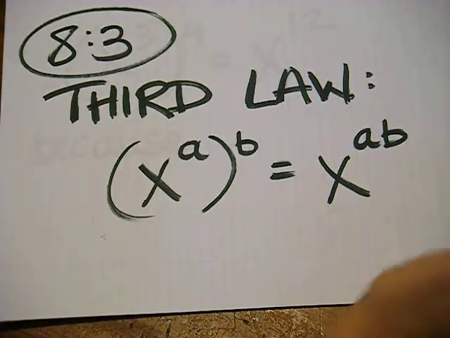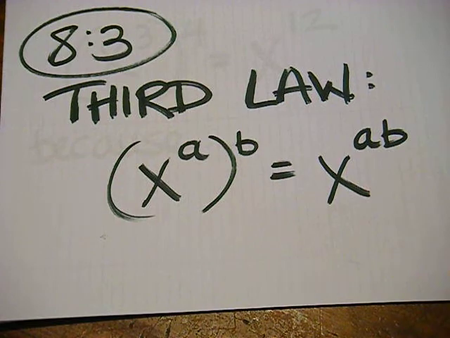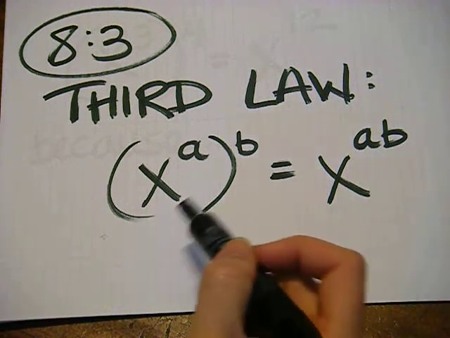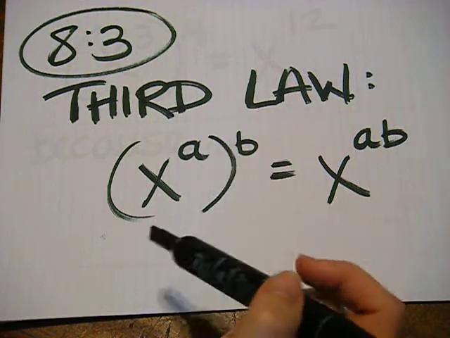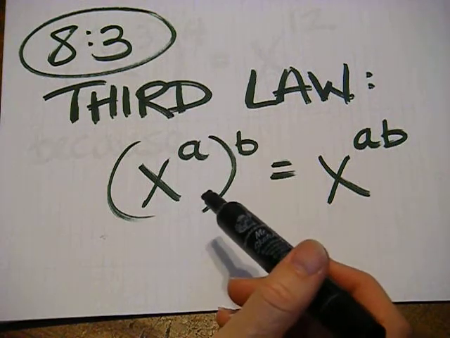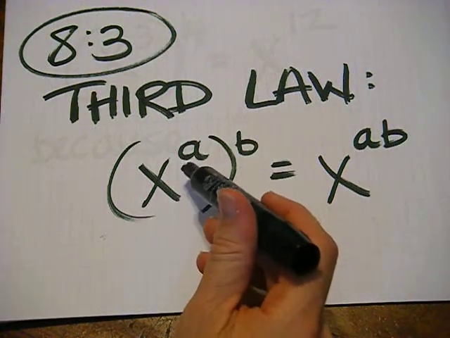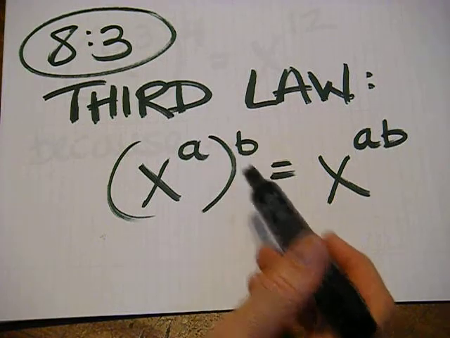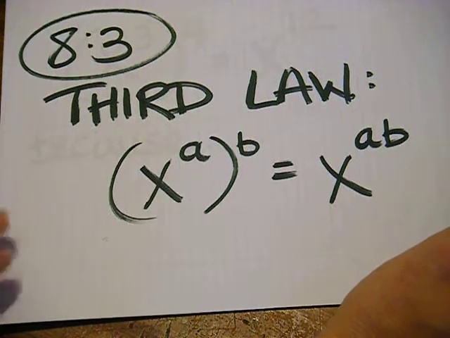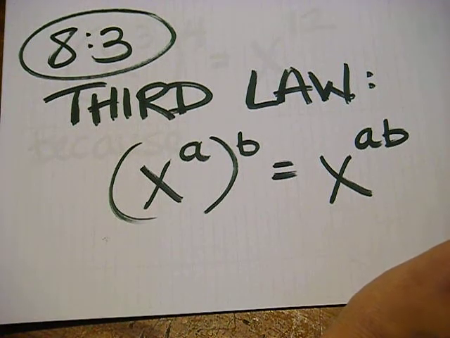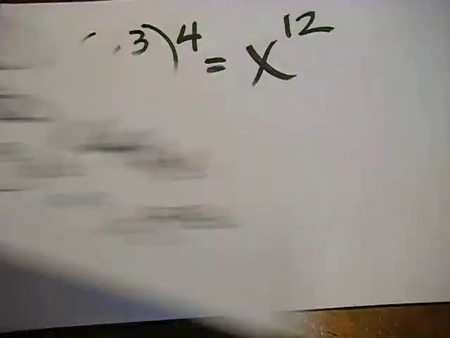Now the third law that you also learn about in 8.3 is this one, raising a power to a power. And that is if a and b are positive integers, then x to the a raised to the b equals x to the a times b. In words, this is that to raise a power to a power, we multiply the exponents.